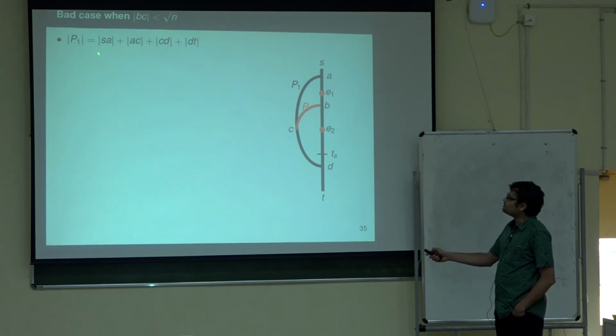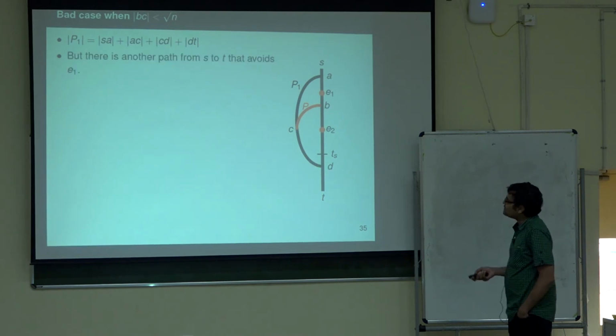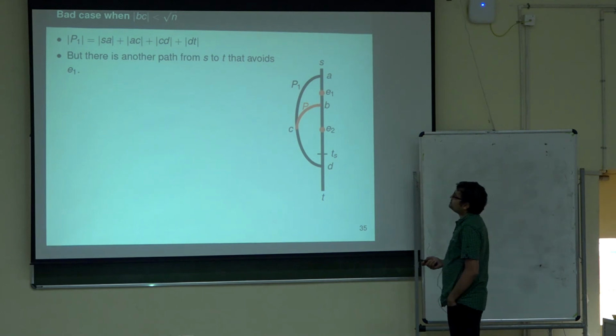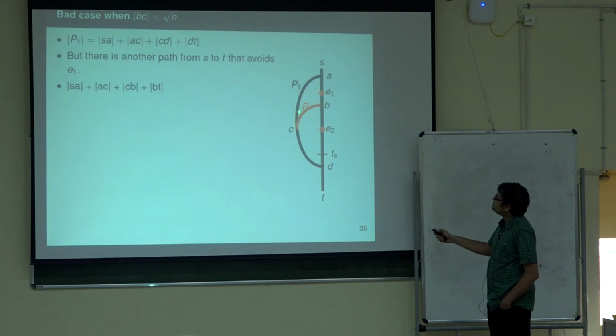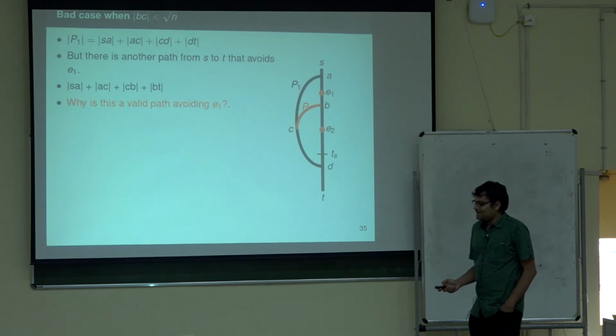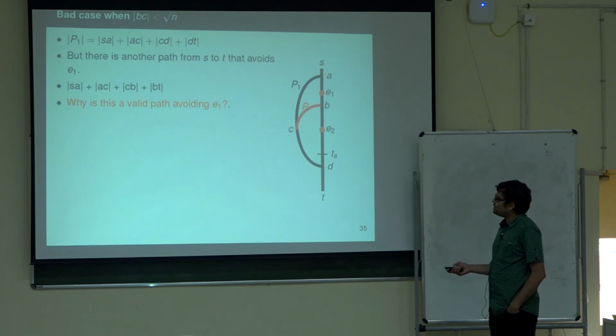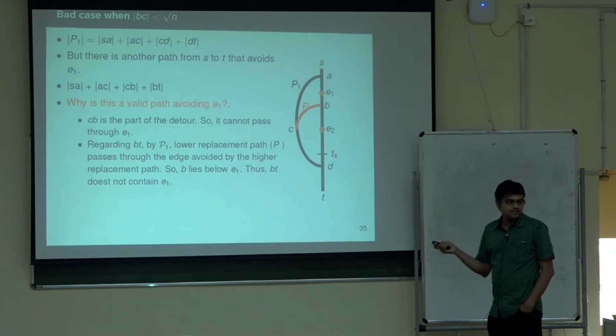Well, remember this path P1 is SA, then AC, then CD, then DT. I claim that there is another path from S to T that avoids E1. So this path P1 is avoiding E1. Can you see that path? It is SA, then AC, then CD, then DT. Well, I will not go into why it is a valid path avoiding E1, so I will just skip this part. From the picture it is clear, but you have to prove that this is a path which avoids E1 too.